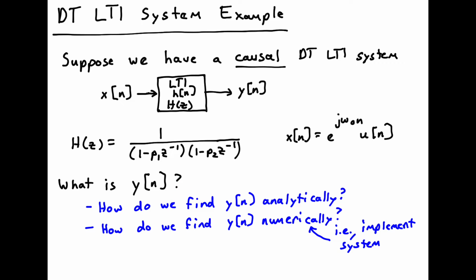So we're going to go through two different solutions. First, how do we find y of n analytically? And that gives us some general insights into what we should expect solutions y of n to look like. And then we're going to tackle the problem of how do we find it numerically, and that will give us some ideas about how we would practically implement this system, so that it could take in arbitrary inputs, x of n.